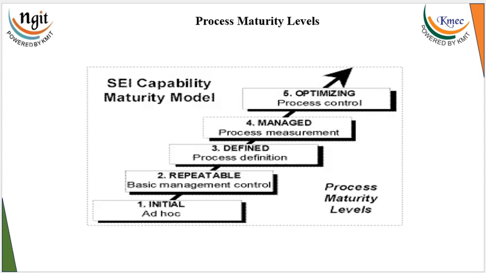So what does the process maturity level consist of? The process maturity levels provide the different steps that are involved when you go about defining your process. The process maturity model consists of 5 different levels. First is the initial level, or the ad hoc level.